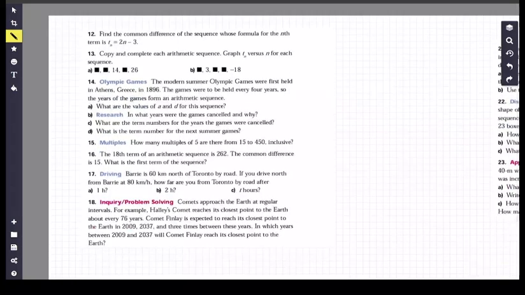So what is the term number for the next summer games? Yeah, 13, and it's pretty easy. How many multiples of 5 are there from 15 to 40 inclusive?